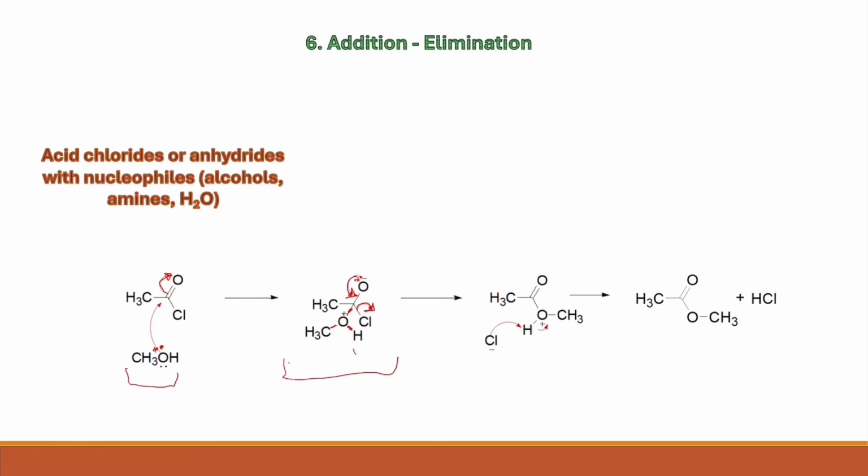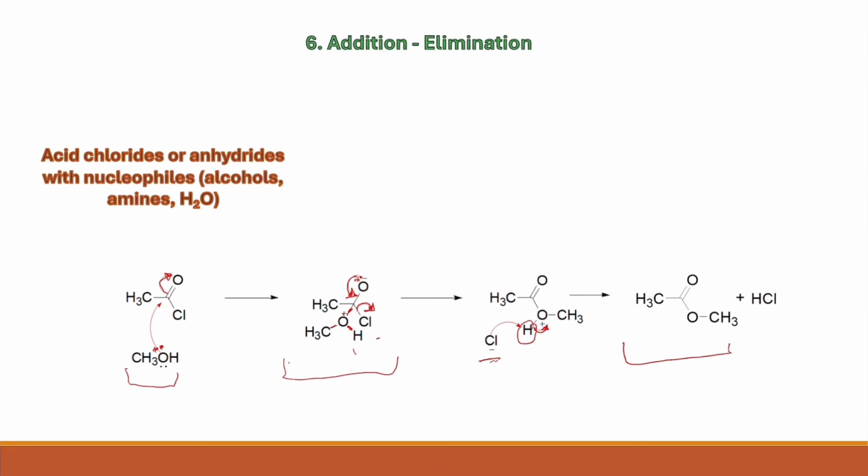So if you have chloride that left, the chloride can act as a base to take this hydrogen, and then we will get the ester at the end. The nucleophile can be anything, can be an amine, or could be a water molecule as well. So it depends on which one is there. Esterification is the formation of an ester from an acid and alcohol.